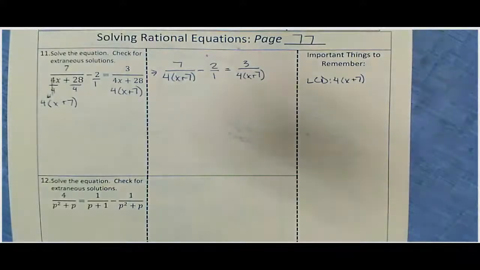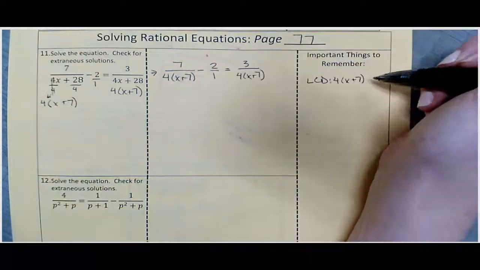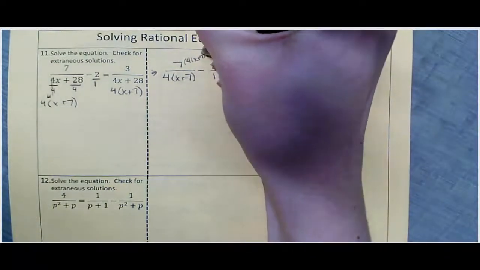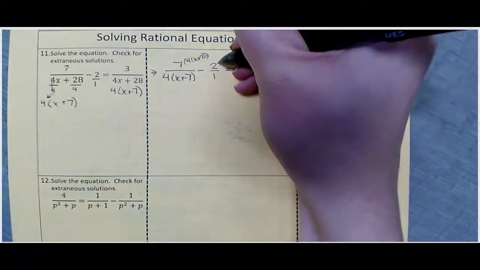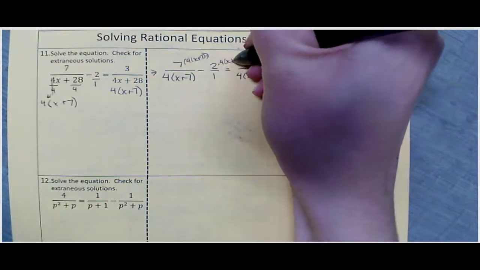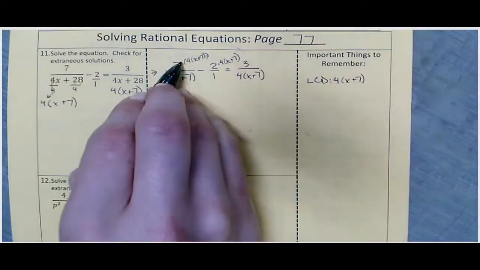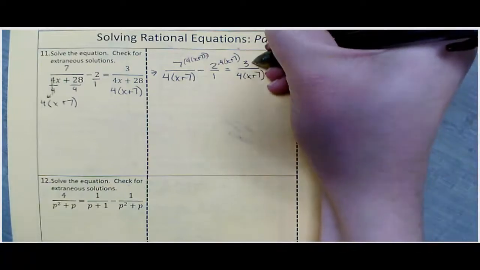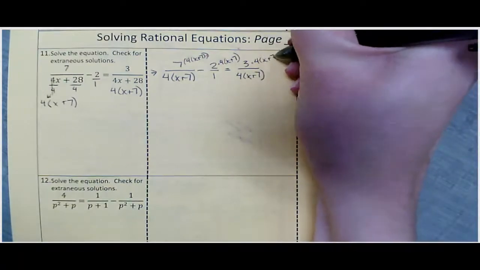Okay. Now I can do my step where I multiply everything times the least common denominator. So I'm going to multiply this term by 4 times x plus 7. I'm going to multiply this term by 4 times x plus 7. And I'm sorry I changed up the way that I wrote the multiplication. It means the same thing. And then I'm going to multiply this term by 4 times x plus 7.